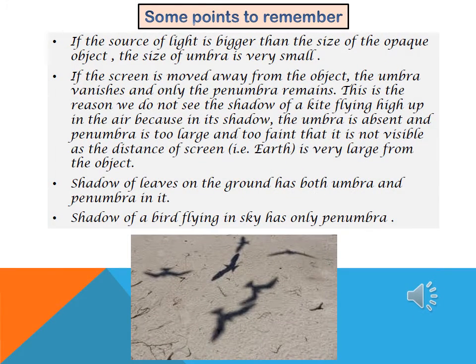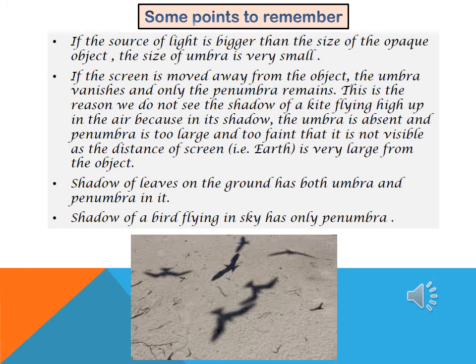It is important to note that if the source of light is bigger than the size of the object, the size of umbra is very small. If the screen is moved away from the object, the umbra vanishes and only the penumbra remains. This is the reason we do not see the shadow of a kite flying high up in the air, because in its shadow the umbra is absent and the penumbra is too large and too faint that it is not visible, as the distance of screen, that is earth, is very large from the object.